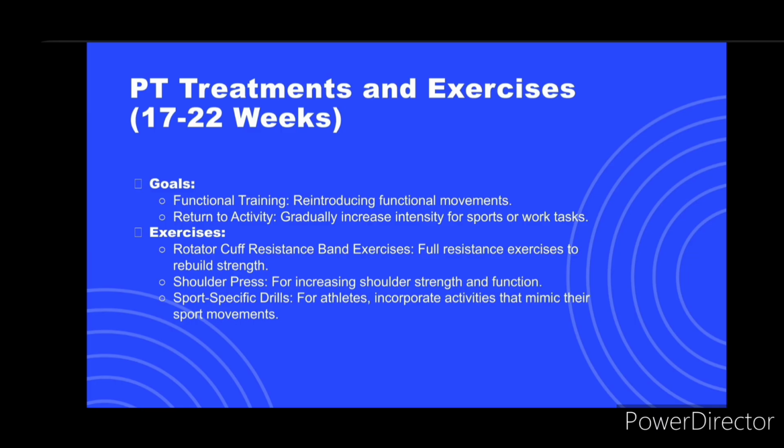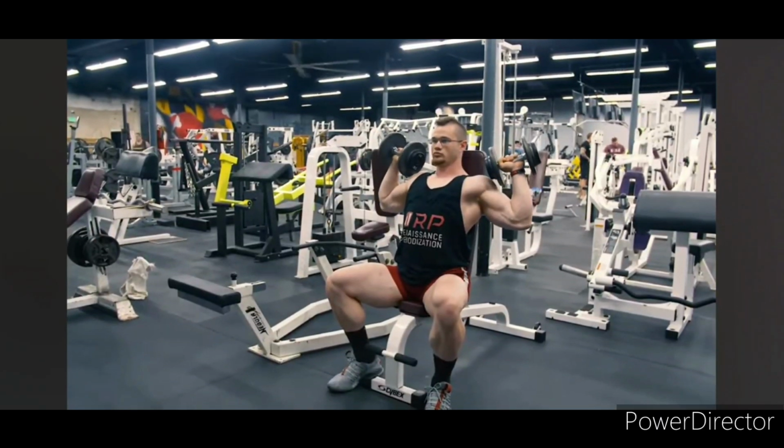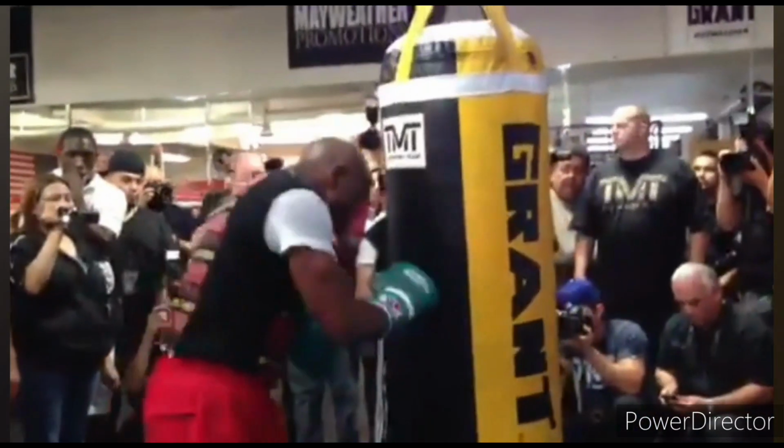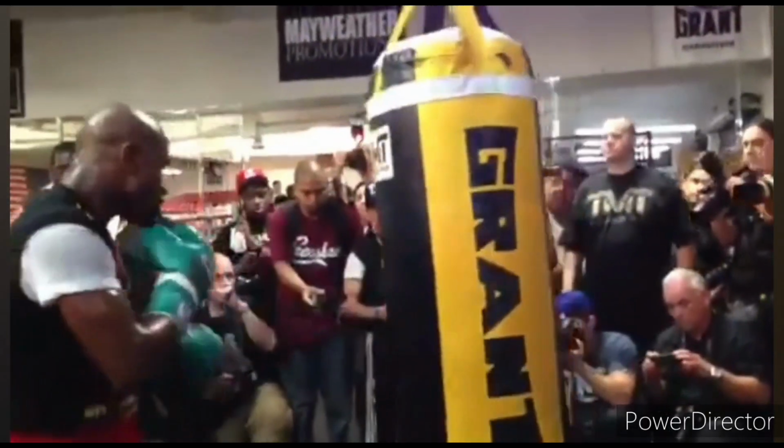PT treatments and exercises, 17 through 22 weeks. Goals: functional training, reintroducing functional movements. Return to activity, gradually increase intensity for sports or work tasks. Exercises: rotator cuff resistance band exercises, full resistance exercises to rebuild strength. Shoulder press, for increasing shoulder strength and function. Sport-specific drills. For athletes, incorporate activities that mimic their sport movements.